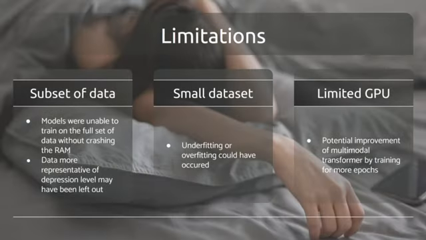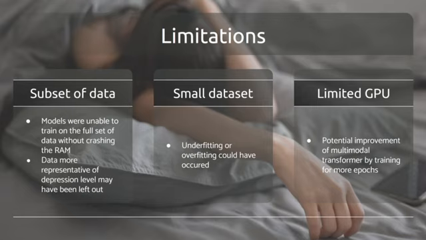So here are some limitations identified. Firstly, models were unable to train on the full set of data without crashing the RAM. Therefore, the data was subsetted and could have excluded data that could be more representative of the participant's depression level. This could thus reduce the accuracy of the models. With a small training data size, underfitting or overfitting could occur and result in poor performance. This could be a reason as to why the audio and visual unimodal classifiers could not achieve good performance.